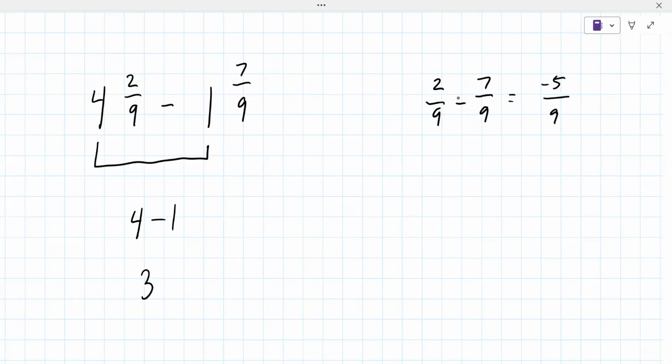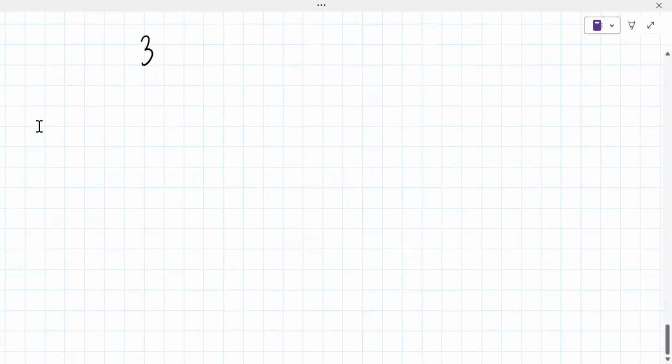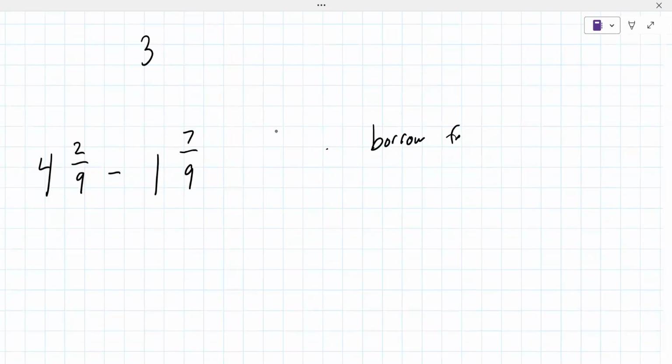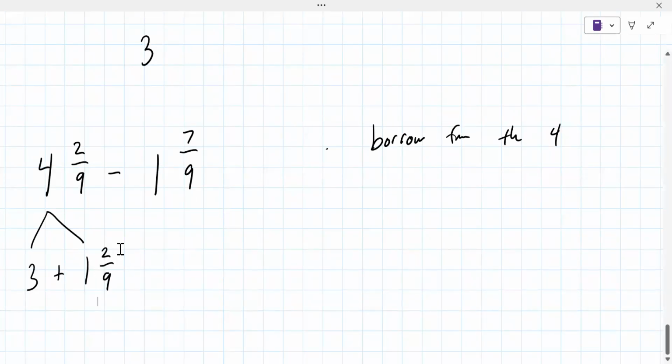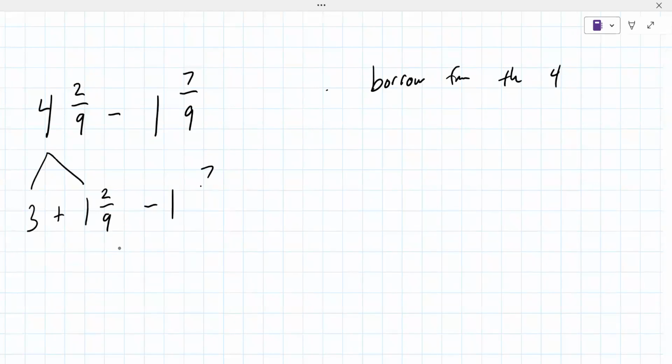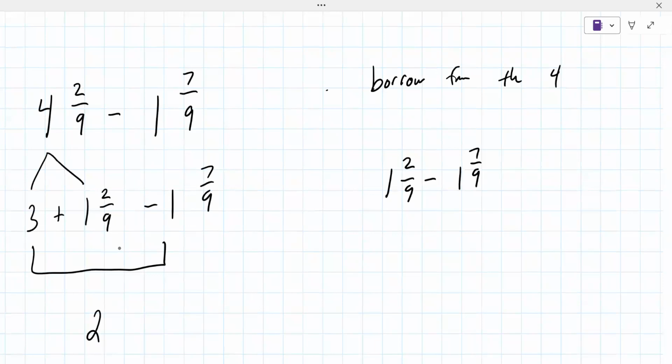The way to proceed is actually to restart the problem. That's what I'm going to do here. And you actually want to borrow from the 4. So yeah, I think I remember doing this in the beginning of the year. You treat this 4 as 3 plus 1. And so now it's not 2/9, it's 1 and 2/9. Okay, so now you still do the 3 minus 1, that's 2. But now this 1 and 2/9 minus 1 and 7/9.